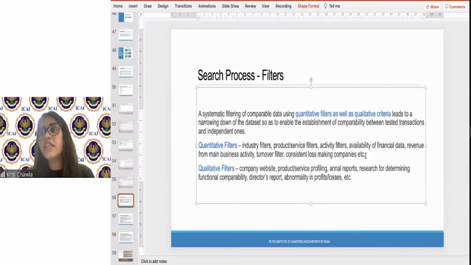So, the software will tell you that it manufactures a pen, but it will not go to the extent of telling you that it manufactures a ballpoint pen. So for that, you will have to look at the annual statement.